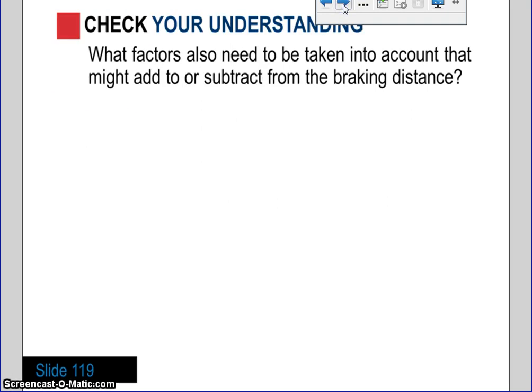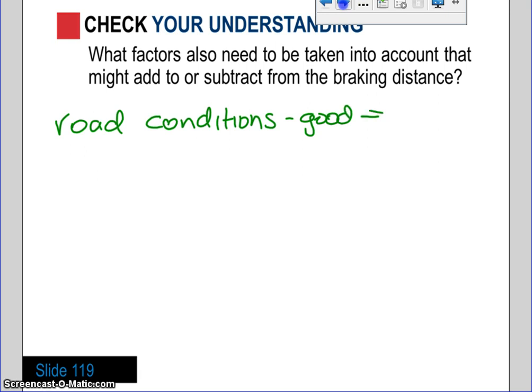Looking at this question, it says, what factors also need to be taken into account that might add to or subtract from the braking distance? Some of the things that have come up in our in-person classes are road conditions. Are they good road conditions, or are they snow or ice conditions? Is there rain going on? Is there construction going on? Those are many different factors with regards to road conditions.